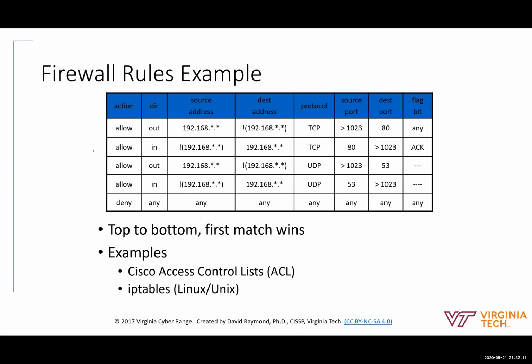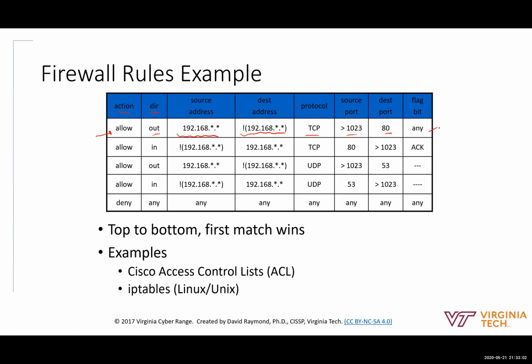But if you're using just a packet filtering firewall, then you might have a rule that allows outbound traffic. So here we have the action, the direction. So we might allow traffic going out of our network from source address 192.168.*.*. So my home network, for example, has this IP address space of 192.168.7.whatever the host is. And so this would allow traffic from any host on my internal network. The destination address is not this, so this is going out of my network, right? Not any host with this IP address. Protocol is TCP, source port greater than 1023, destination port 80.